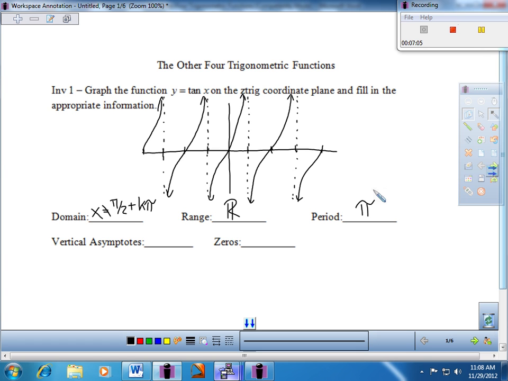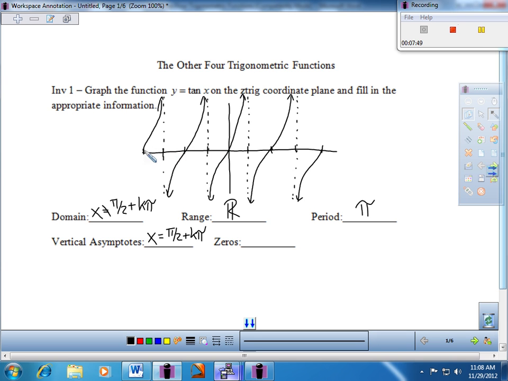Good. All right. Vertical asymptotes show up where the values are excluded from the domain, so we would just write it like this. And then the zeros, we'll talk about this last characteristic as well. Zeros of the function are the x-intercepts. I have one at 0, 1 pi, 2 pi, 3 pi, 4 pi, and I hope everybody agrees with me that the first one that you see probably is 0, and then it repeats every pi after that and every pi before that.